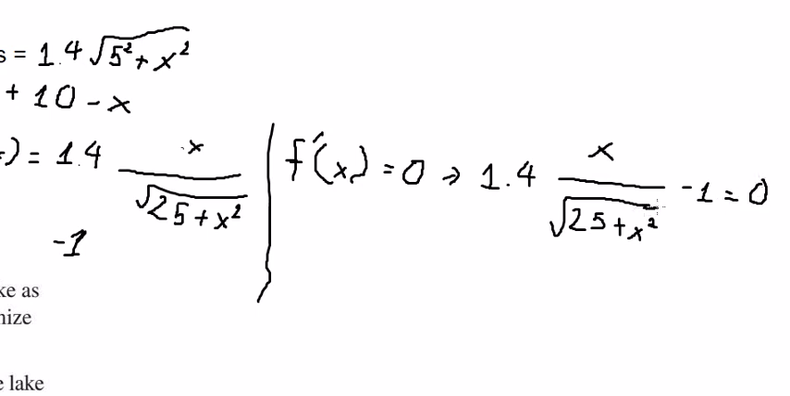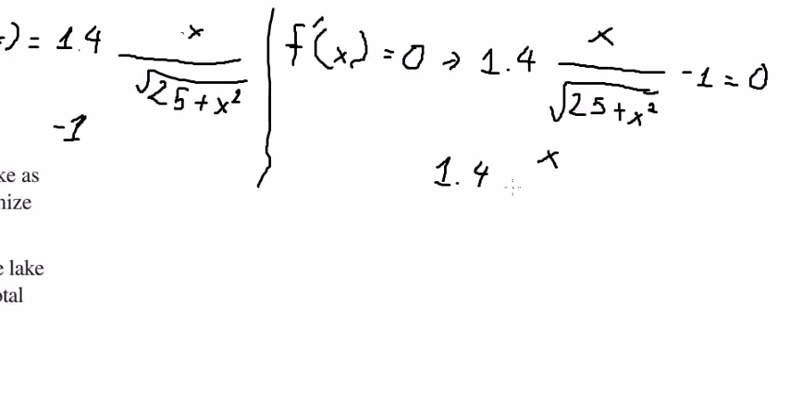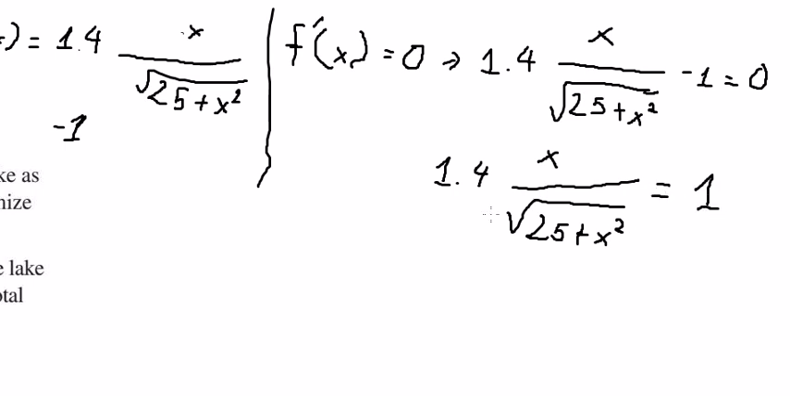And now we can get 1.4 multiplied with s over the square root of 25 plus s squared equal to number 1. We divide both sides with 1.4. You get about 5 over 7.